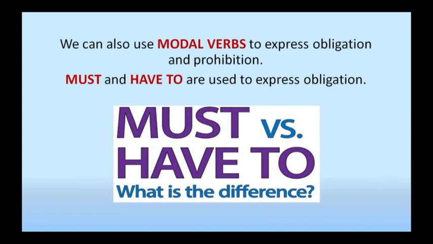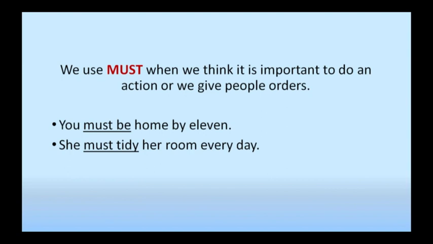We can also use modal verbs to express obligation and prohibition. In order to express obligation, we use must and have to. There is a difference between these two verbs. We use must when it is important to do an action or we give people orders. For instance, you must be home by 11, or she must tidy her room every day.